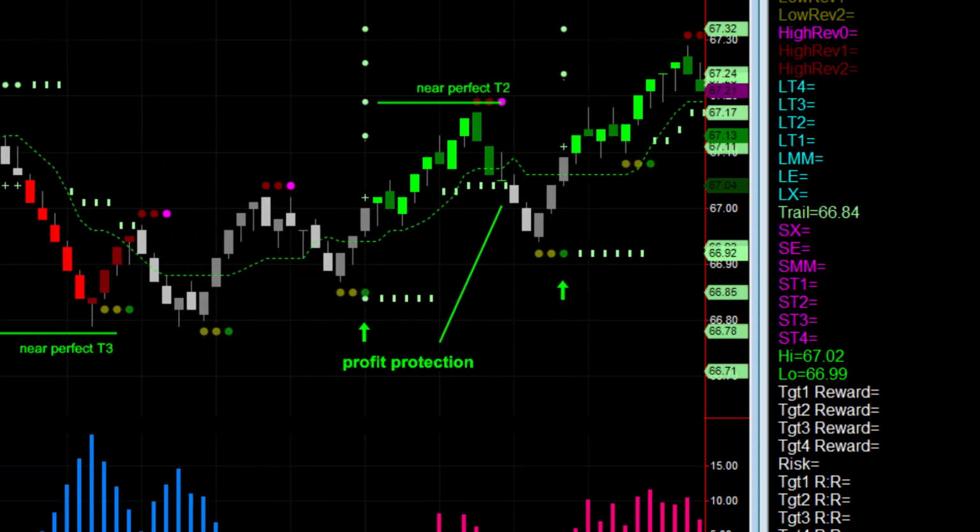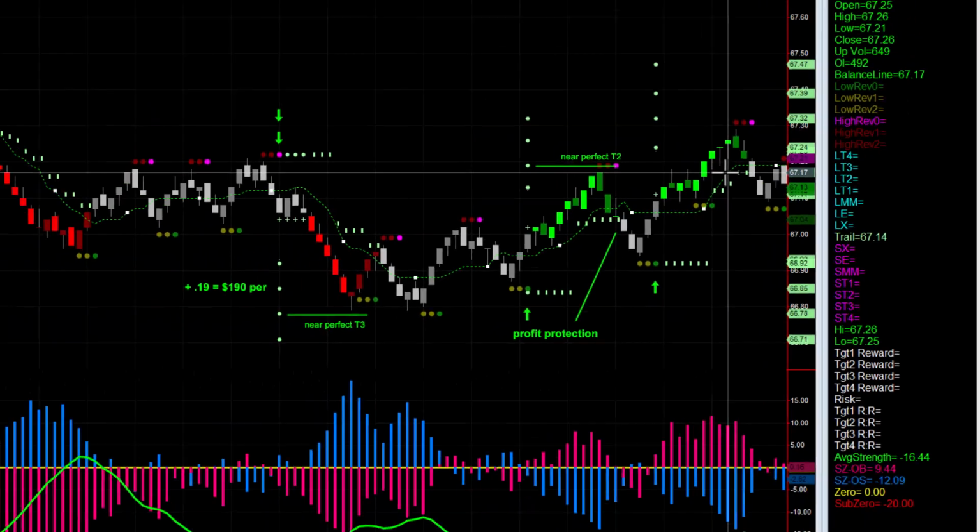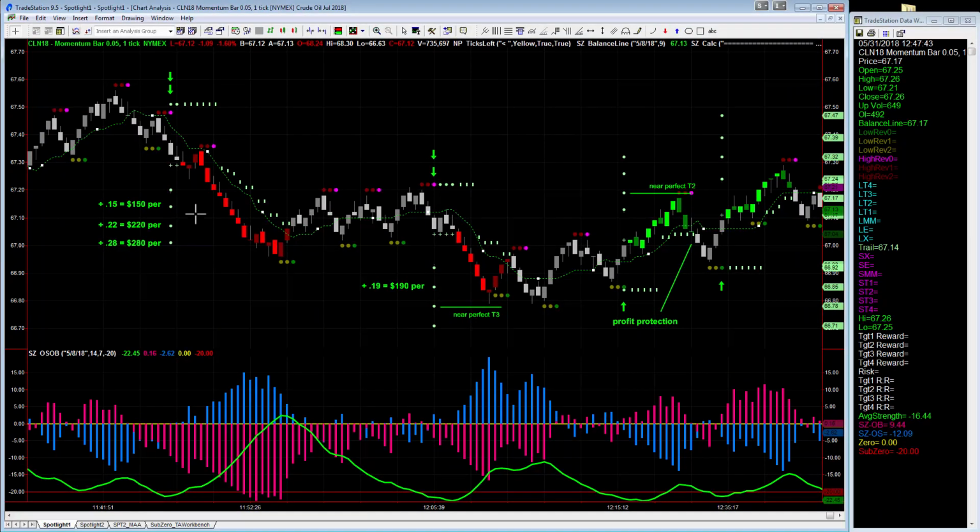Here's the current trade that's still going, and it almost got to target 2, but it did trail up a little bit. Market's starting to slow down a little. 1, 2, 3, 4 winning SubZero trades after the report.